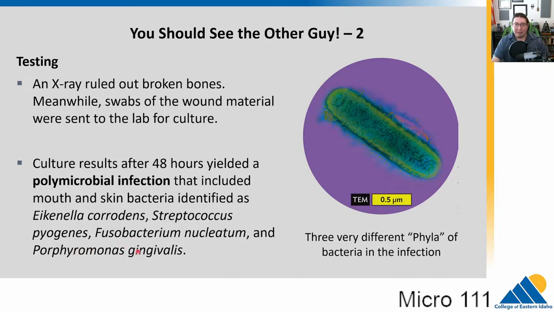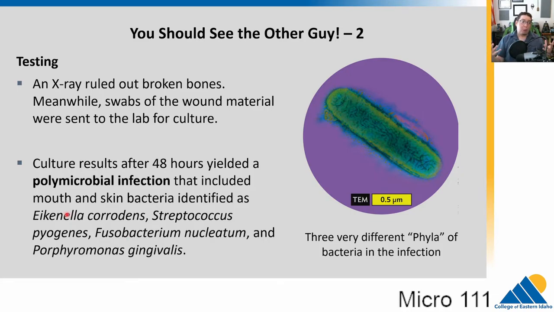Porphyromonas gingivalis, a very common mouth bacteria. So this is a key point. We have what are called three very different phyla here. We will talk about phyla in a moment, but phyla are groupings of organisms. So he has very diverse bacteria in there. Where did they come from, right?